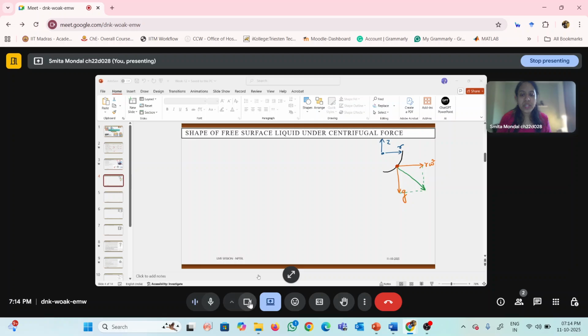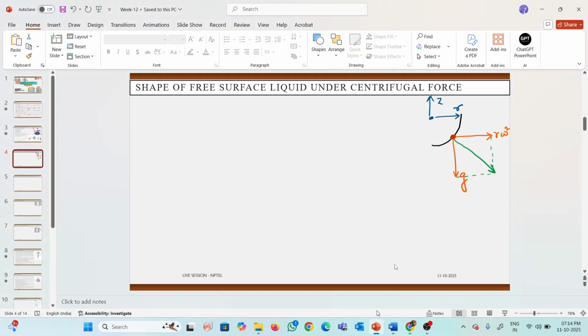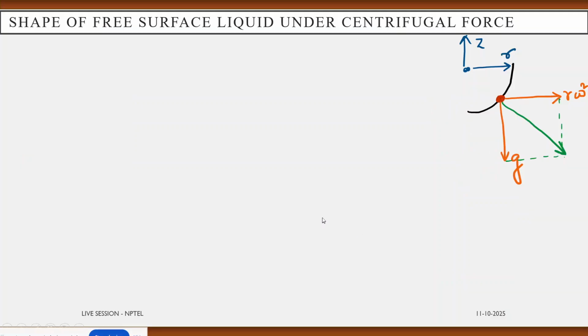So we are moving towards the main part of today's session. That is, when we are using the centrifuge, what will be the shape of the liquid surface under the centrifugal force.